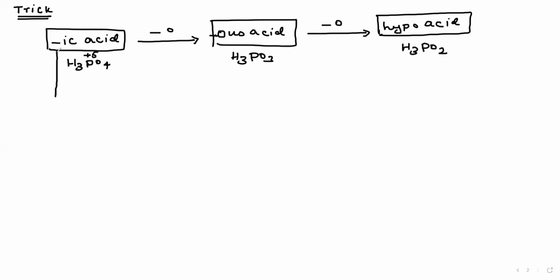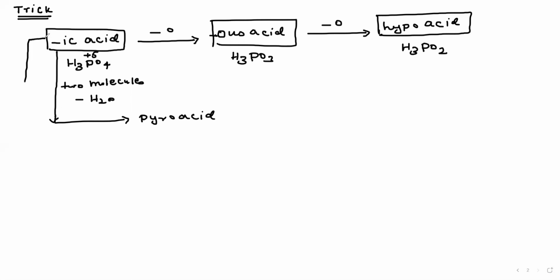Now, the second important thing. Take 2 molecules of Ic acid, then remove a water molecule. I get pyro acid. Very important. Similarly, take Ic acid, but take more than 2 molecules, not 2 molecules. Very important.